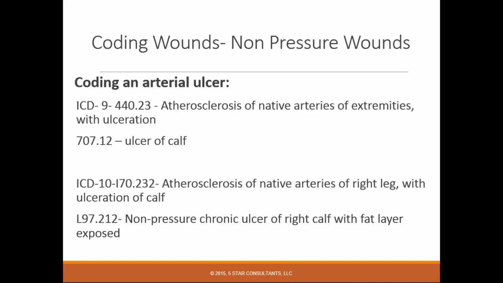In ICD-10, what you put is I70.232. An arterial ulcer is still found in the circulatory chapter, which is the I, atherosclerosis of native arteries of right leg with ulceration of calf. So you can see a big difference. Then L97.212 isn't saying it's the ulcer of the calf. It's saying it's a non-pressure chronic ulcer of right calf with fat layer exposed. So those 6 digits tell you it's not a pressure ulcer, tell you it's chronic, tell you it's of the right calf, and has fat layer exposed. So with those 2 codes, we have a lot of information, which is the whole point of ICD-10.